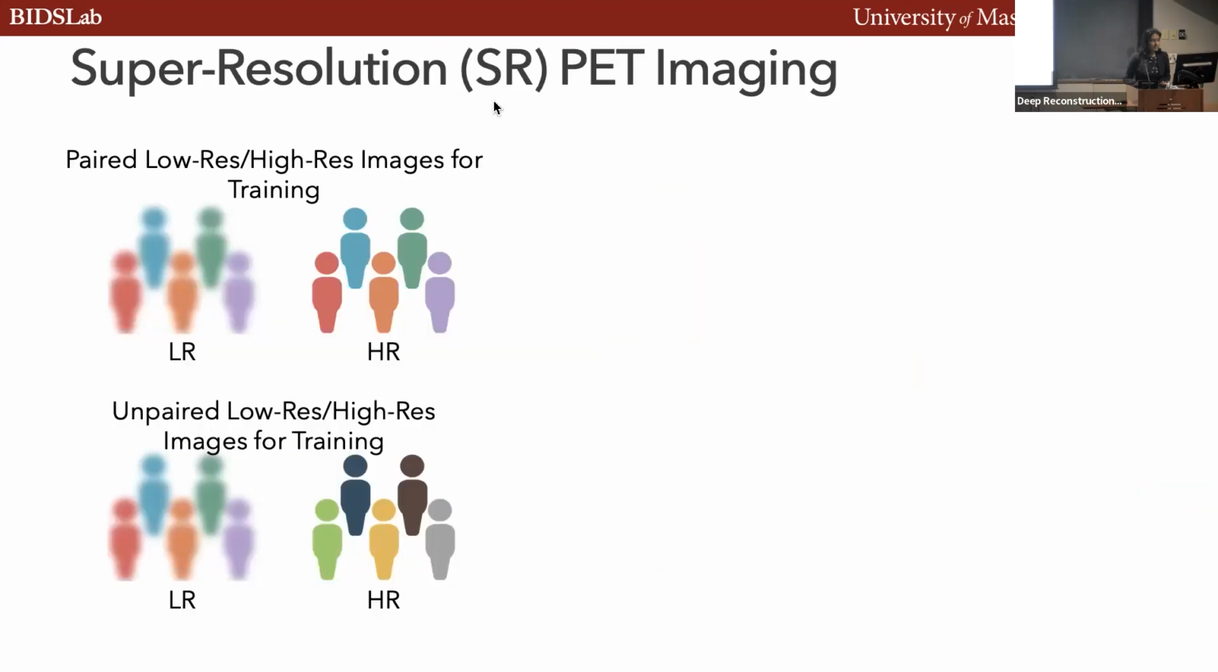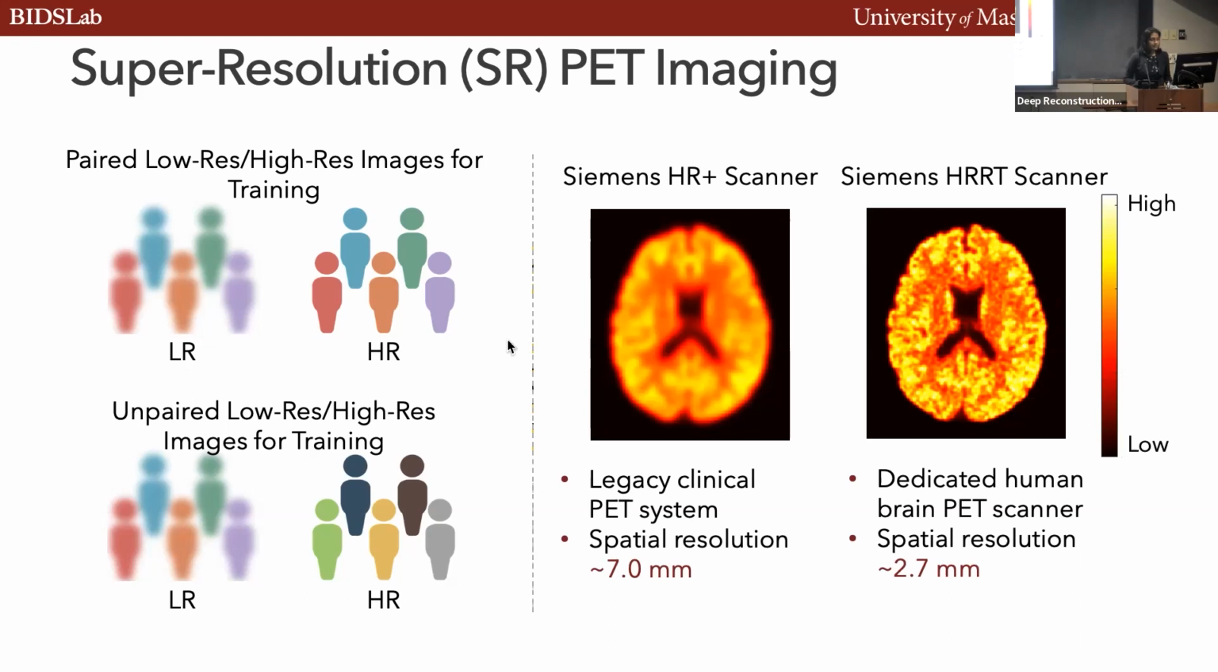So one of the things we've been interested in is SR PET imaging. And so I'm going to be talking about both of these paradigms initially, where we were looking at paired low-res, high-res images. And then at some point, we switched over and decided to look at unpaired low-res and high-res images, where we've got two cohorts, one at a certain resolution level, another at a different one, and these are not from the same patients. So for the most part, we've looked at this mapping from the HR+ scanner domain to the HRRT scanner domain.